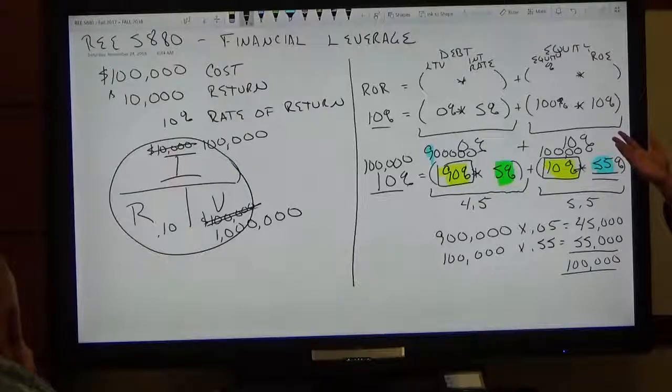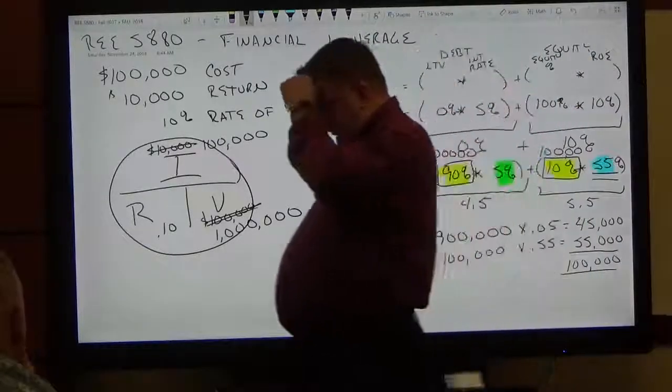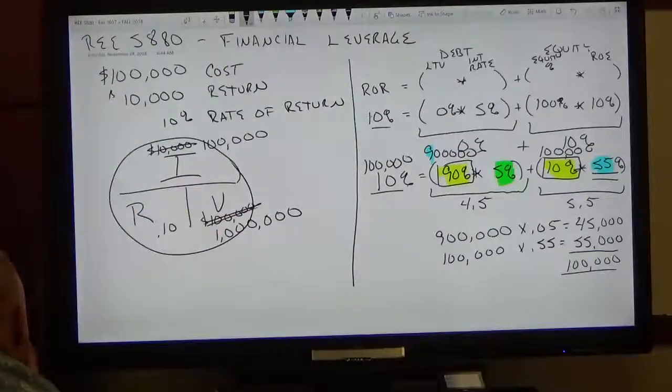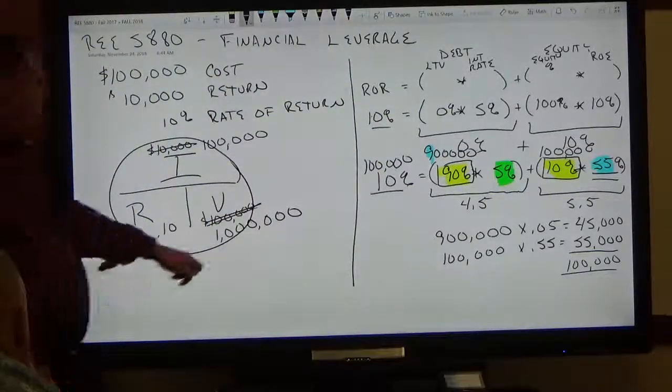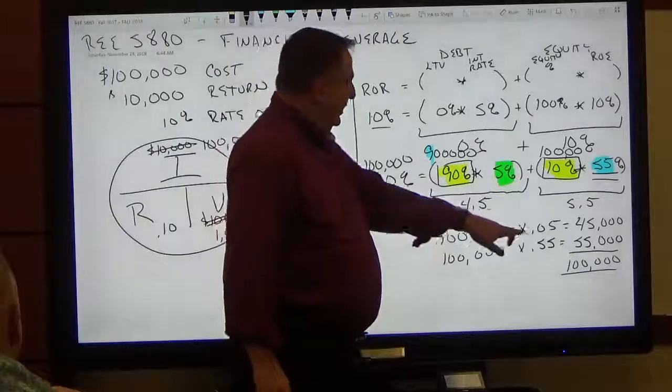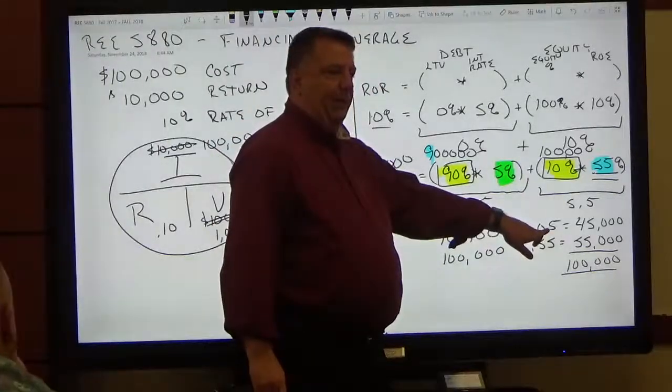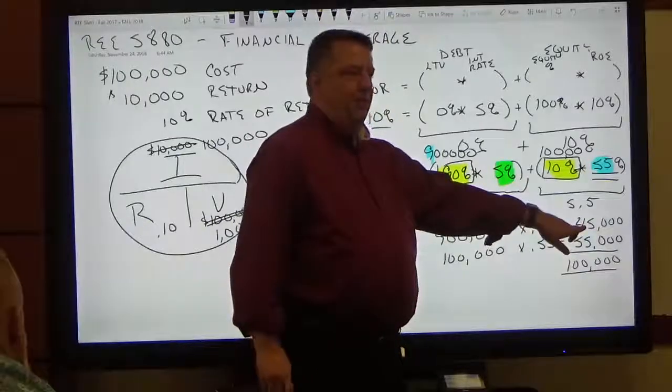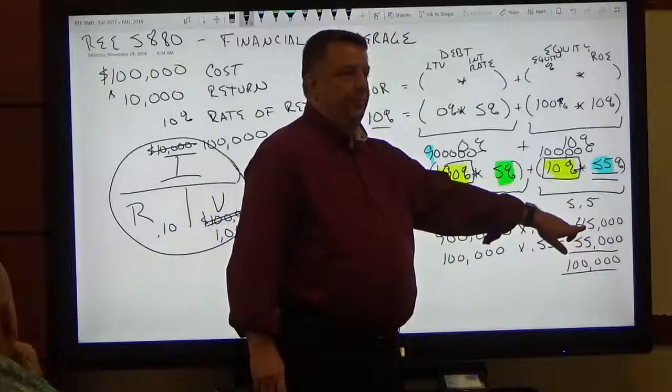Does that make sense? So that 45,000, wouldn't that be like the debt that you're paying? Yeah, that's exactly what it is. This is $900,000 of debt times a 5% interest rate, which means $45,000 a year in interest that you're paying.